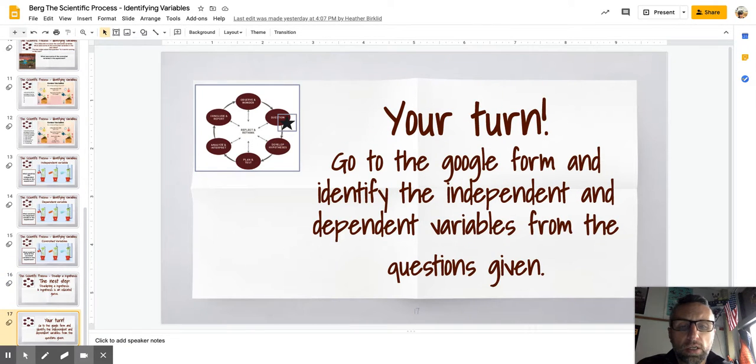So go in and complete the form. Be sure if you get anything wrong, look at the feedback in the form so you can see what questions you got wrong and learn from those mistakes. That's the most important part of that homework today. And you can always come back and look at this video again or look at the notes without the video. All right. Good luck with variables.